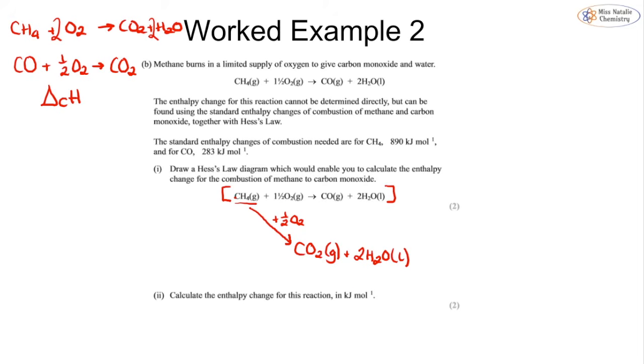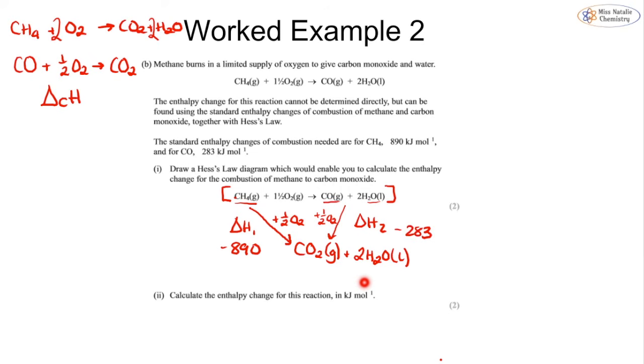I then go over to the other side and I'm looking at how I burn carbon monoxide. Well, when I burn carbon monoxide, I'm going to need a half O2 and I'm going to make CO2, and the water you can see here is already one of the reactants, so that just transfers up. Then we have delta H1 is going to be equal to minus 890, and delta H2 is going to be equal to minus 283.